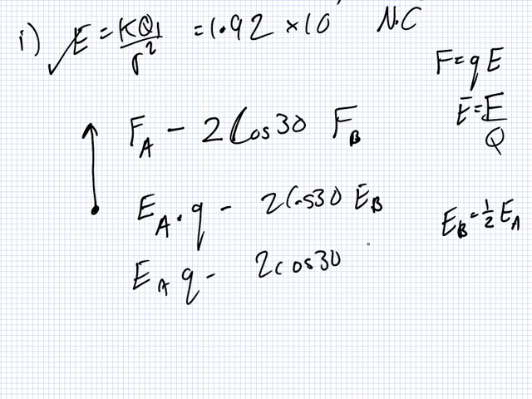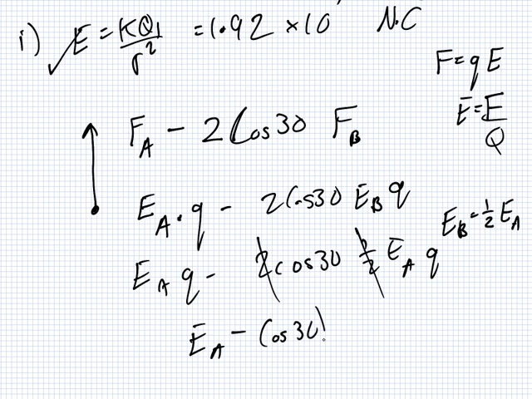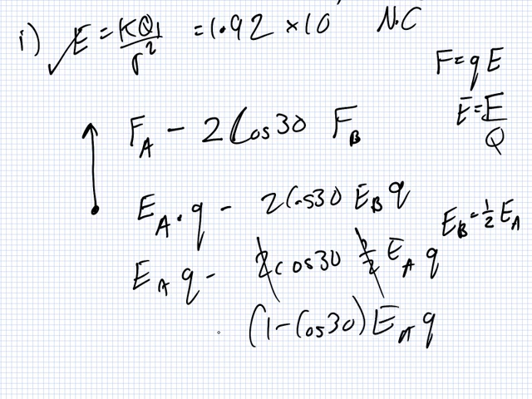And that's super, again, because the 2's, oh, I've lost my Q as well, sorry. The 2 and the half cancel. So you're left with EA minus cos 30 Q, because I just took the Q out and put it at the back. And I lost an EA, didn't I? Oh, sorry. Yeah. 1 minus cos 30 EAQ. And this is equal to the total force.